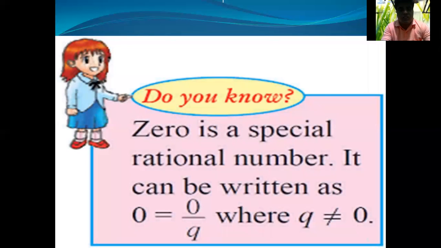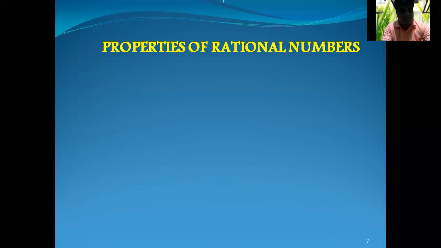Coming to the rational number topic over here, we have read about the number 0. So whether 0 is a rational number or not? Of course, 0 is a special rational number. It can be written as 0 is equal to 0 by q, where q is not equal to 0. For example, if I write 2 by 0, it is not a rational number. 0 by 2 is a rational number.